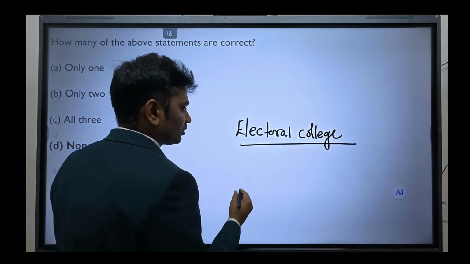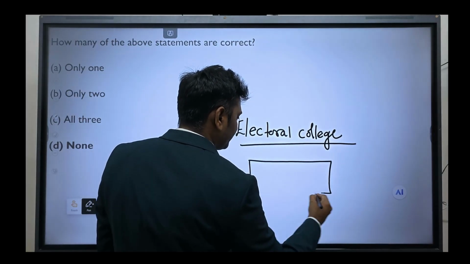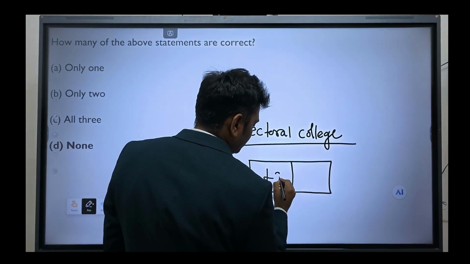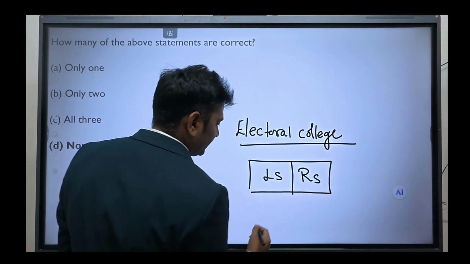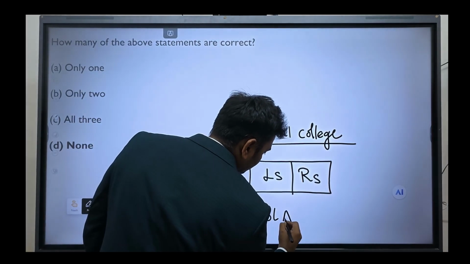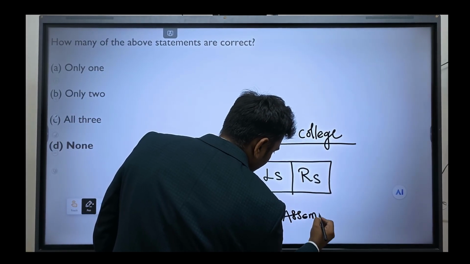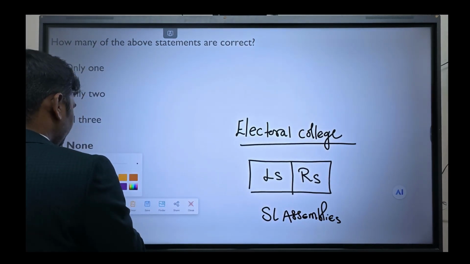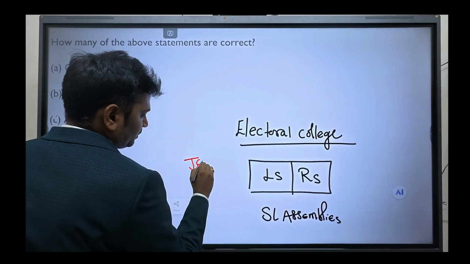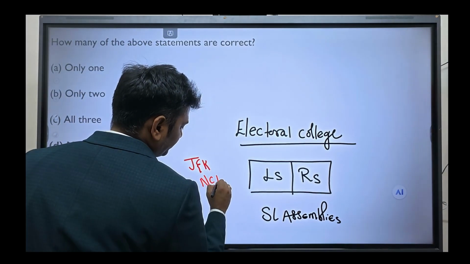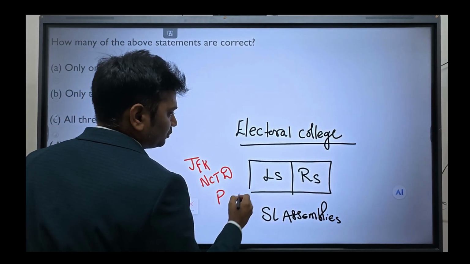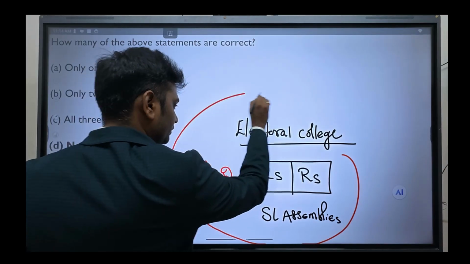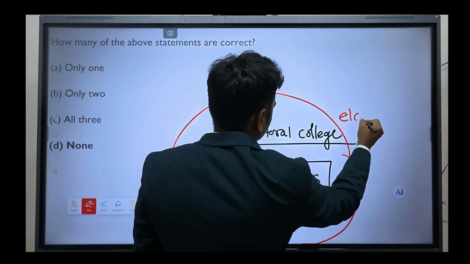Now, what is the Electoral College of the President? All the elected members of Lok Sabha, Rajya Sabha, and elected members of state legislative assemblies, along with the union territories of Jammu Kashmir, National Capital Territory Delhi, and Puducherry. So these are elected representatives. They should be elected representatives.